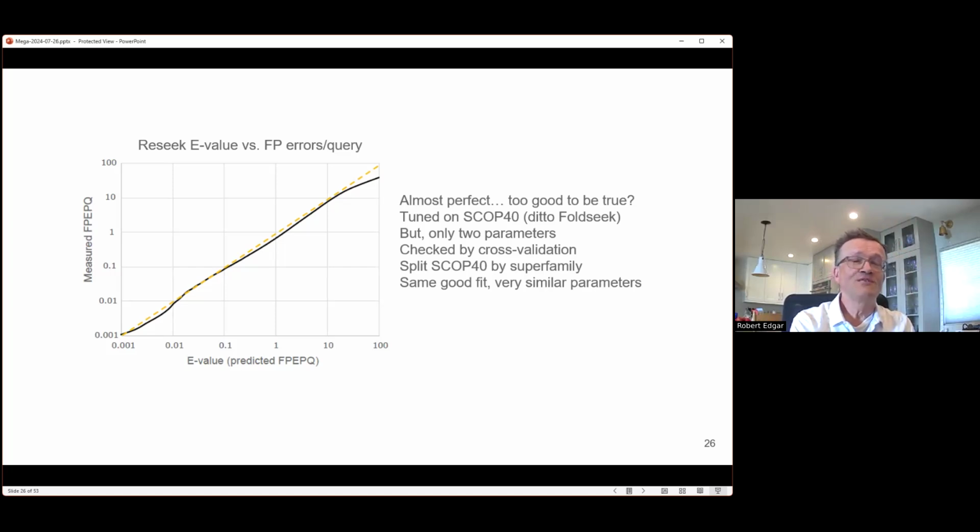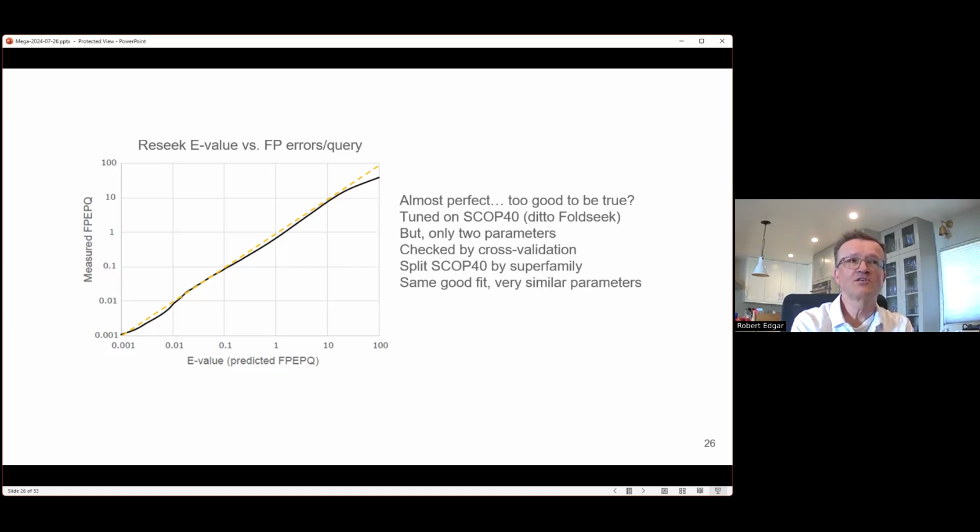My best evaluation, I really worried about this a long time. So far, I can't find a problem with it. So it is tuned to the benchmark, but that's also true of Foldseek. I mean, where else could you tune it? But there are only two parameters that I'm tuning. And I checked it by cross-validation.